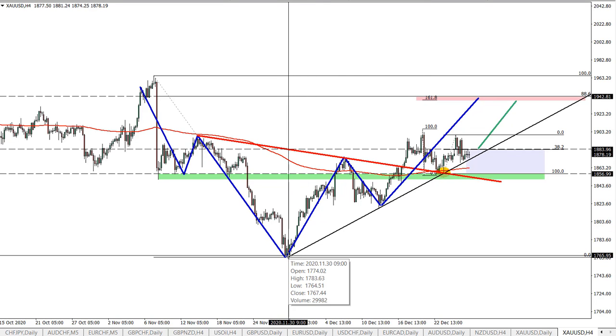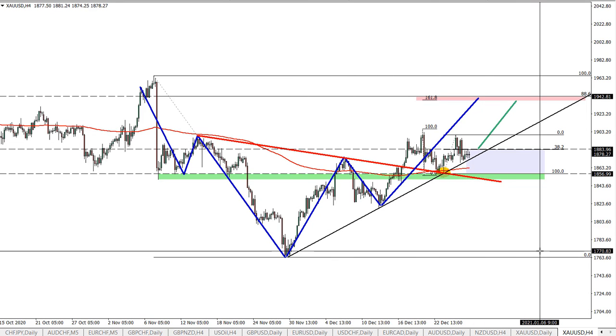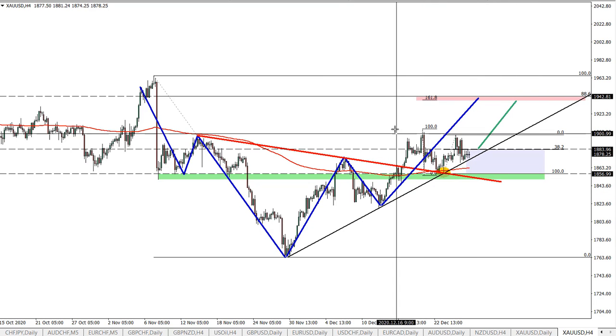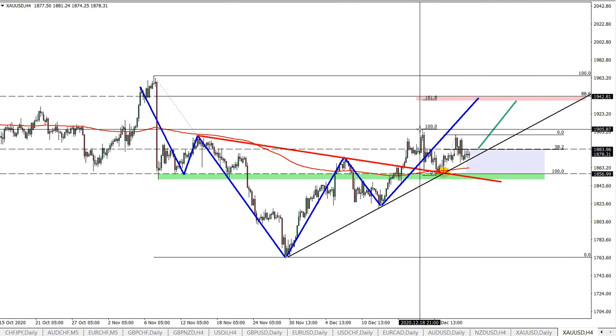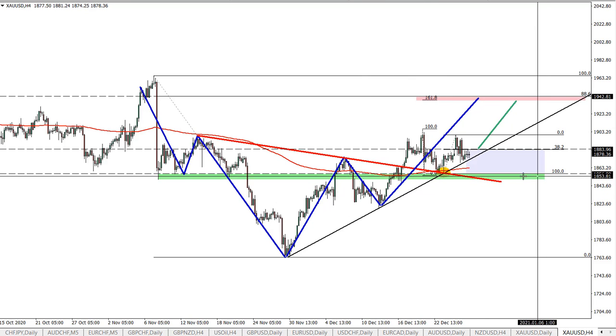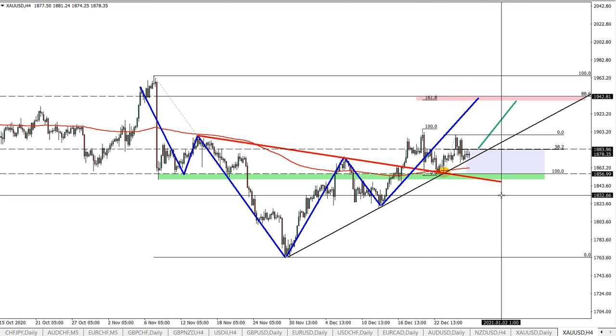Of course, this can be an ABC correction after which price will fall down. It is possible, but to confirm this scenario, we must remain below this, and at the same time we must break below this key support area and the moving average. But so far it seems to start turning bullish rather than bearish.